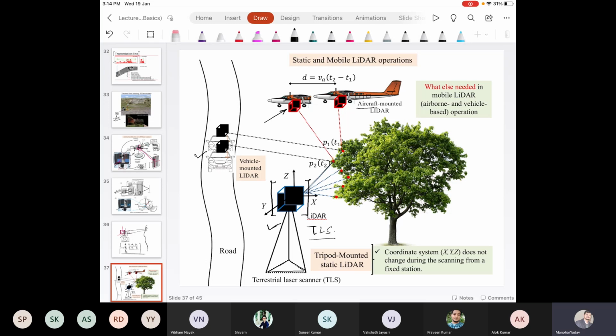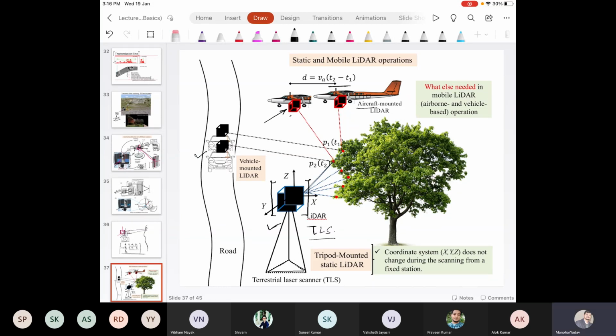After some time, that time could be the rate at which a laser pulse is fired, so there is a time difference between two successive laser pulses fired from the laser source. Let's say that time is T2 minus T1. Within T2 minus T1, this aircraft is moving at a speed VA. It travels to the next location, which is over here. At that instant, at time T2, the next laser beam is fired and it hits point P2. You calculate the coordinate of point P2 in a different coordinate system.